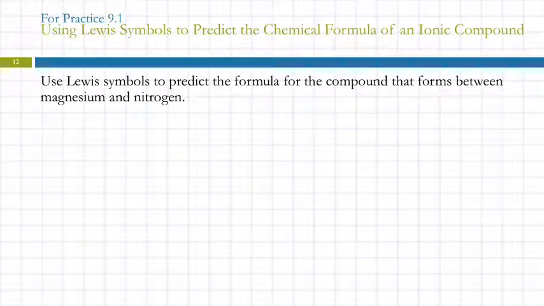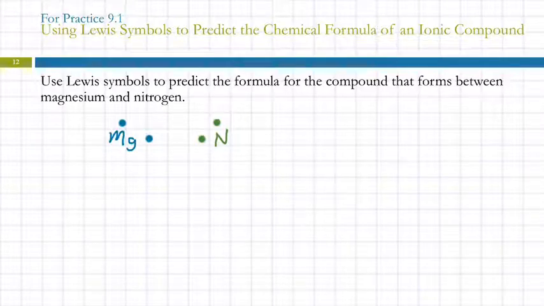Let's use Lewis symbols to predict the formula for the compound that forms between magnesium and nitrogen. Well, magnesium is Mg, right? How many valence electrons? 2 in group 2, right? And then we got nitrogen. Let's make nitrogen green. How many valence electrons does nitrogen have? 5, right? So that means there's going to be 2 that are paired up and 3 that are not. Lewis symbols for magnesium and nitrogen.